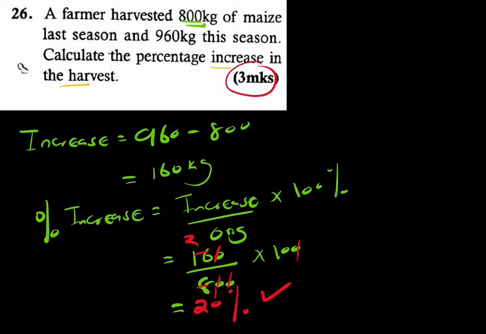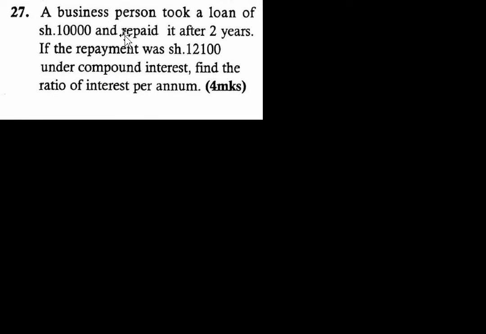Continue with the next question, question number 27. Here we have a business person who took a loan of 10,000 and repaid it after 2 years. If the repayment was 12,100 shillings under compound interest, find the rate of interest per annum. So you know that this is compound interest. The formula for compound interest is amount A equals the principal P into brackets 1 plus r over 100 raised to n, where r is the rate, n is the number of years, P is the principal, and A is the amount.